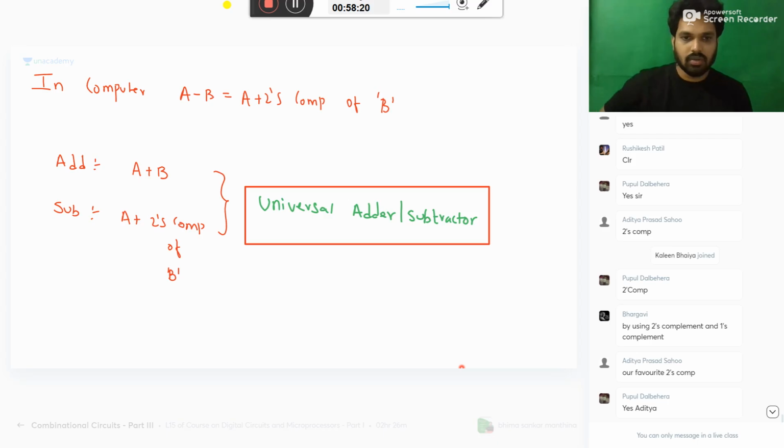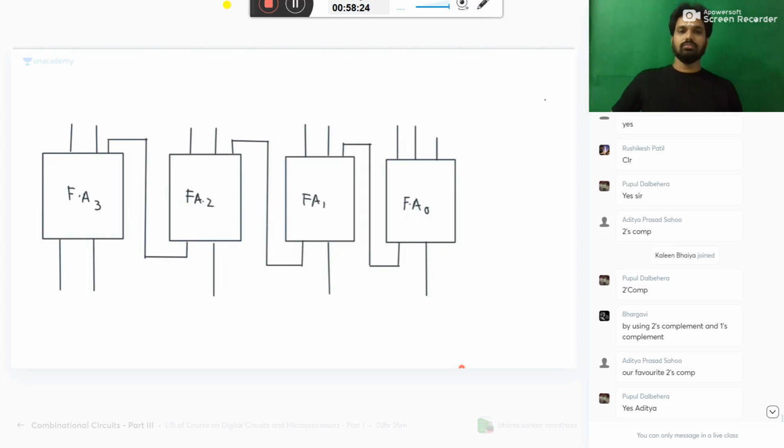What happened? One minute, please. Yeah. So earlier I took some screenshots. It helped me to save our time dynamically. So let me design the circuit of both adder and subtractor.